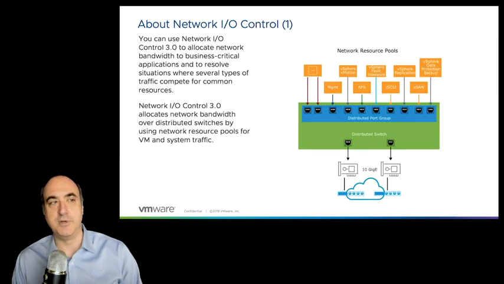So here we go. Understanding what Network I/O Control is and what it does. What we're showing in this particular example is basically Network I/O Control in a nutshell. It doesn't really matter which version. We are referring to version 3 here on the slide, but to place it quite simply, you can use Network I/O Control to allocate network bandwidth to business critical applications and resolve situations where several types of traffic compete for common resources. So what does that mean?